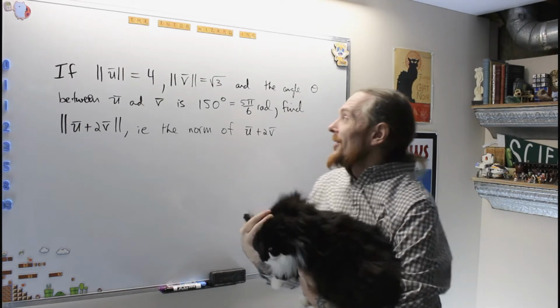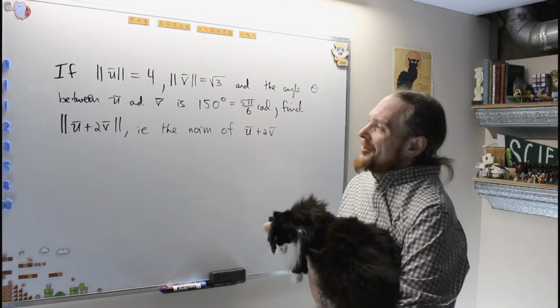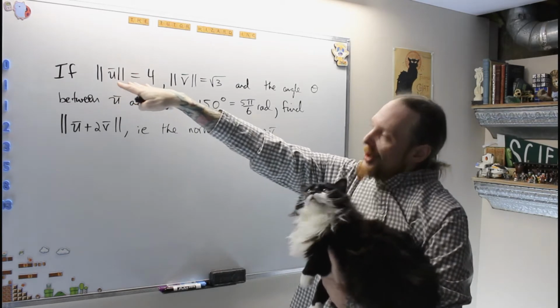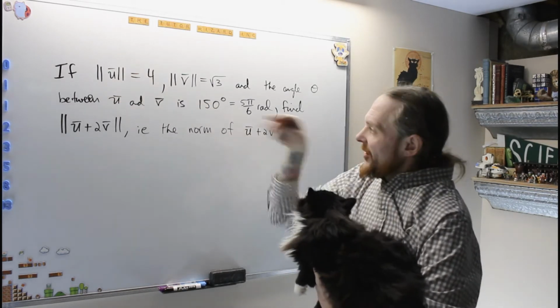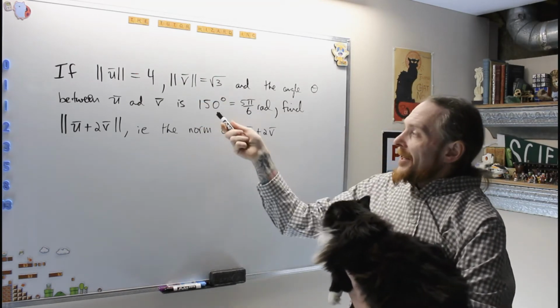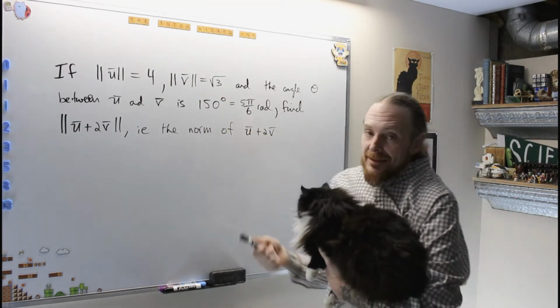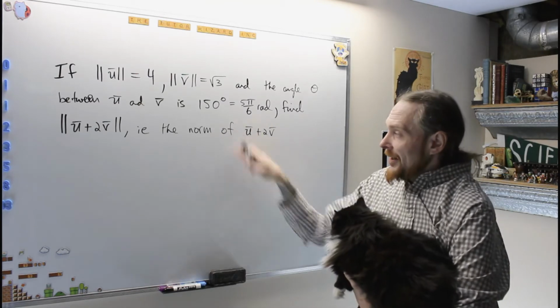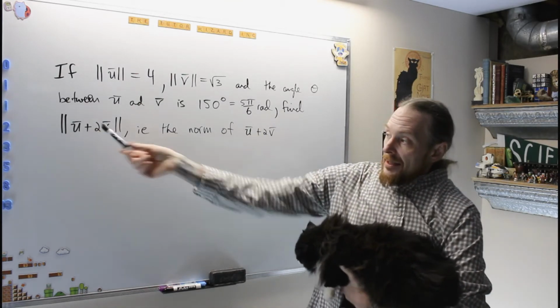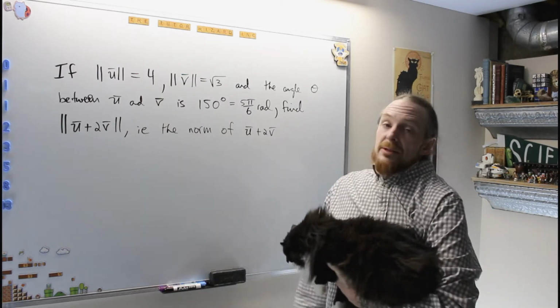All right, so this time we're given the magnitude or norm of one vector and the norm of another vector, and we're given the angle between them. I'm giving it both in degrees and radians because I think in radians, but at first you may think in degrees. And then what I'm asked to do is find the norm of u plus 2v.